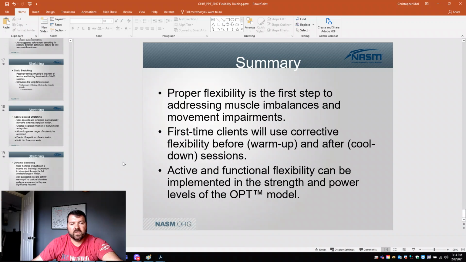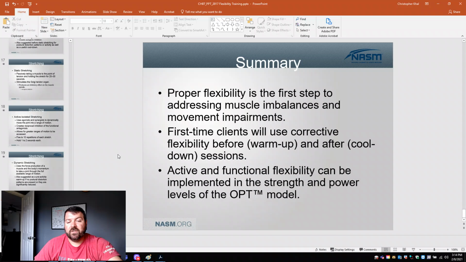And then summary: proper flexibility is the first step to addressing muscle imbalances and movement impairments. For first time clients, we use corrective flexibility. Okay, so warm up, and after, cool down sessions. Cool down is very, very important. A lot of people do forget about the cool down. It can really return your body back down to inactive, resting levels, which is very, very important.